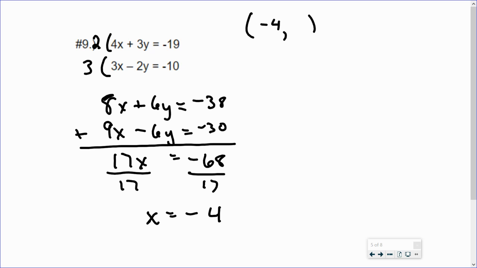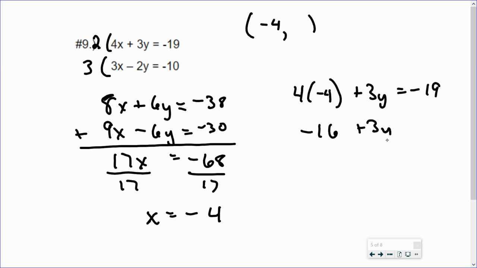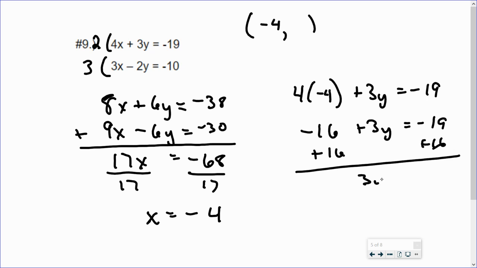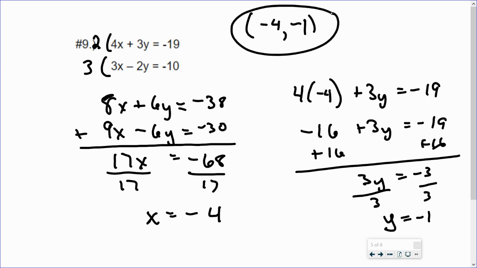Let's put this in. I think I did the last one in the bottom, so let's do the top. This is the x value, so 4 times negative 4 plus 3y is equal to negative 19. Negative 16 plus 3y is equal to negative 19. Add 16. 3y is equal to negative 3. Divide both sides by 3. Y is negative 1. And there we go. All right.